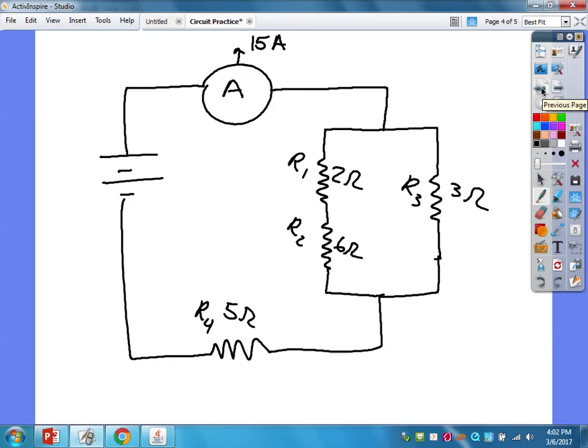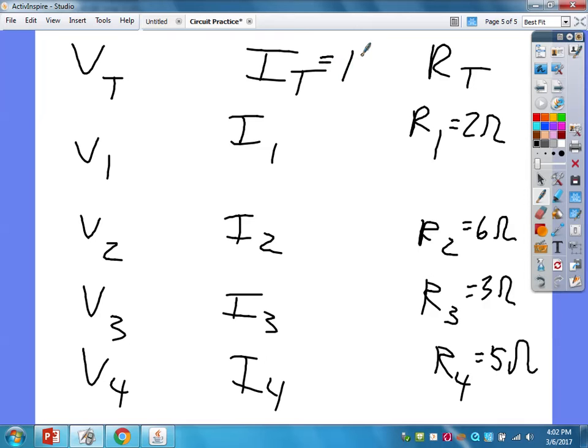What the heck is this? This is an ammeter. It's measuring current. It's saying it's reading 15 amps. Now the important thing here is, where is it reading those 15 amps? It's reading it near the battery, outside the parallel circuit, which means, has the current split at all yet? The answer to that is no. So the total current in the circuit is 15 amps. It doesn't split yet.